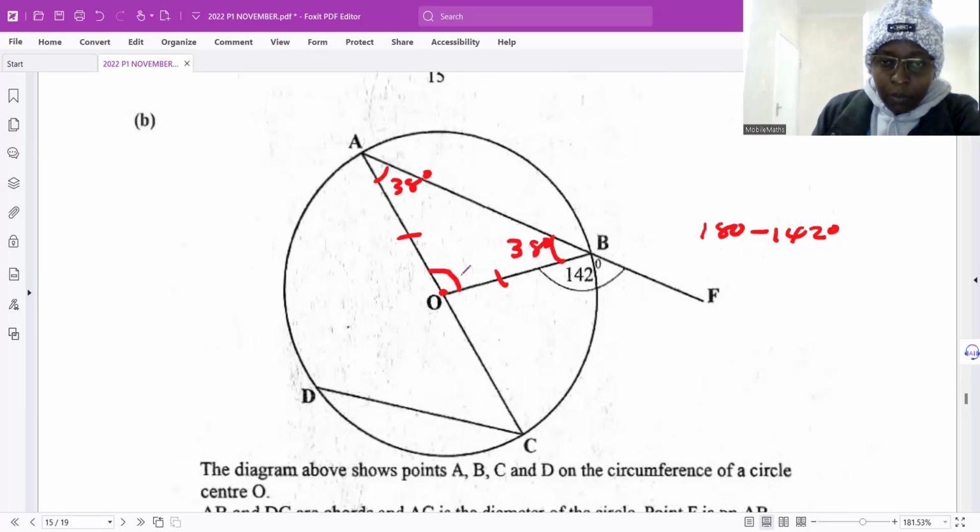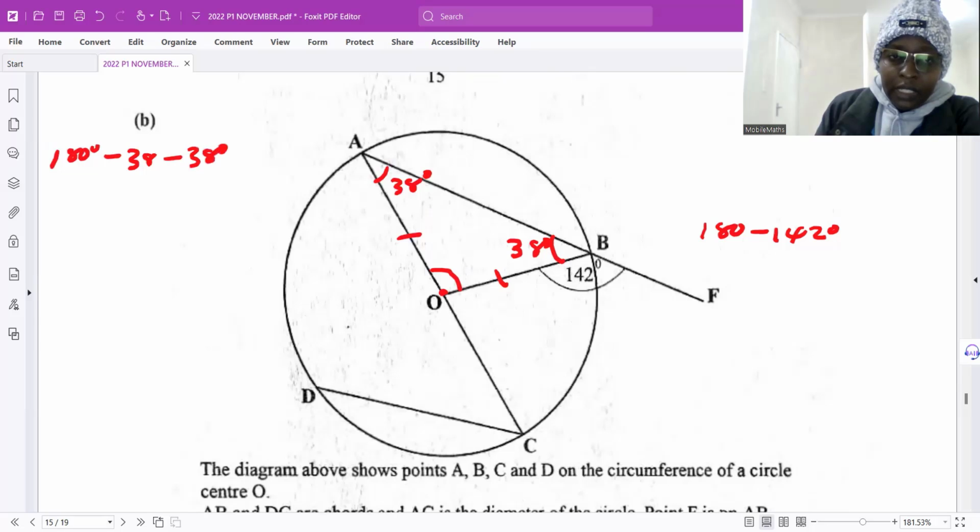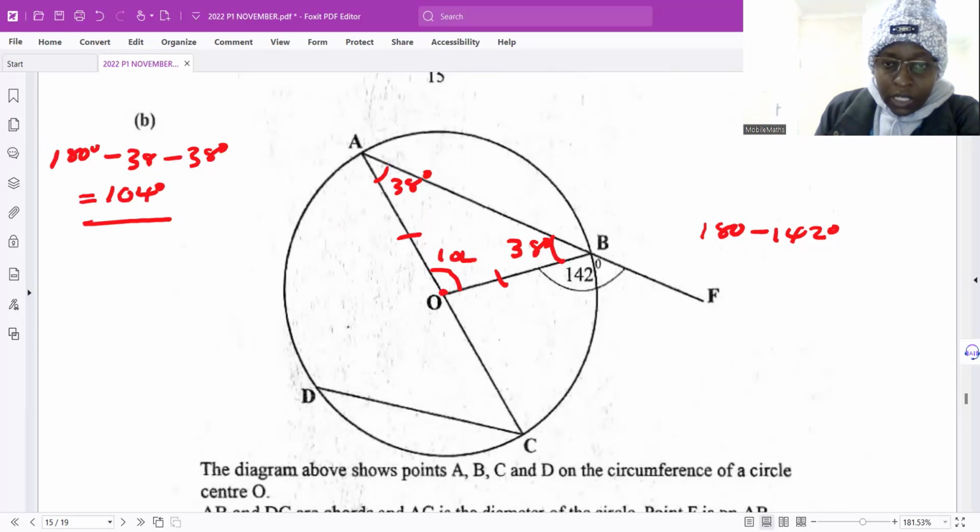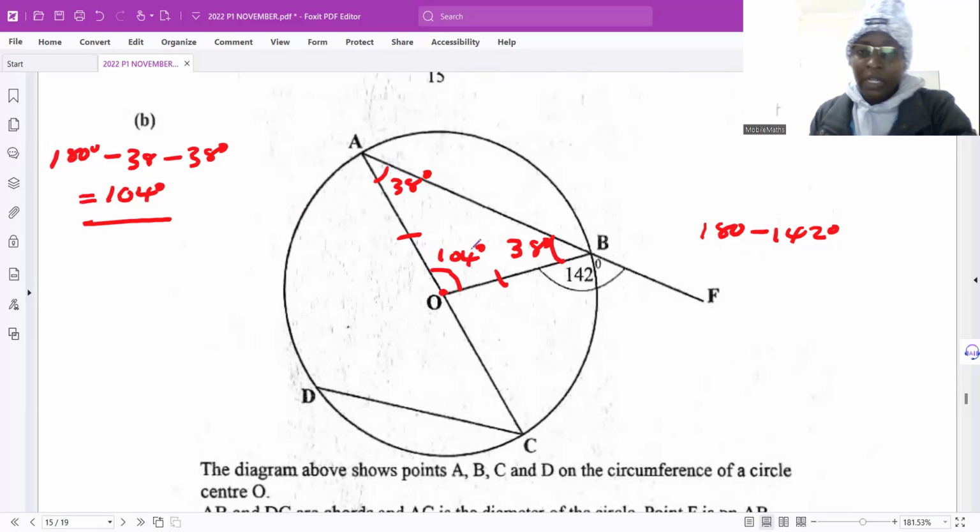What is this angle? Angles in a triangle add up to 180. So I can say 180 degrees minus 38 minus 38 again. Okay, what do we get? This gives us 104 degrees. Okay, so this is 104 degrees. Which other angle can we get? Okay, I don't think we've got another angle. Let's see the questions, what they are asking us.